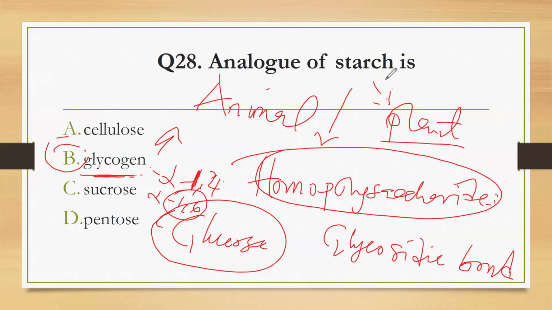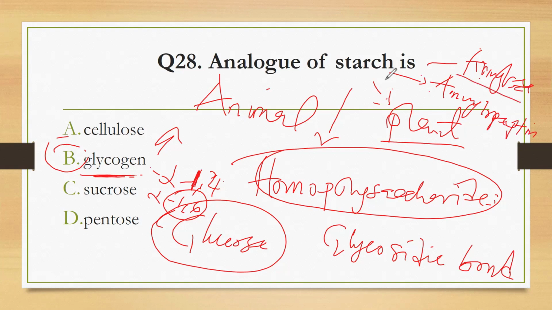And then for the starch, it is also linear and branched. The linear form of starch is amylose, and the branched form of starch is amylopectin. So it's made up of both linear and branching. So the answer is B.